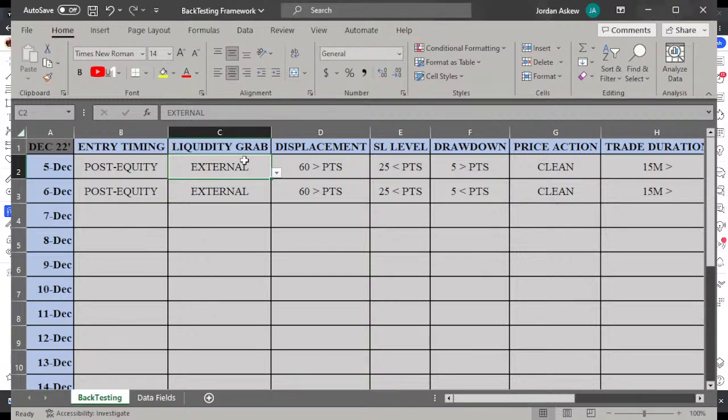So that's external. What was the quality of the displacement? Was it under 60 points or over 60 points? Well, in this case, it was over 60 points, so we're recording that. And now the stop loss level, we're going to wait to see our trade setup. So let me go ahead and get this out of the way real quick.